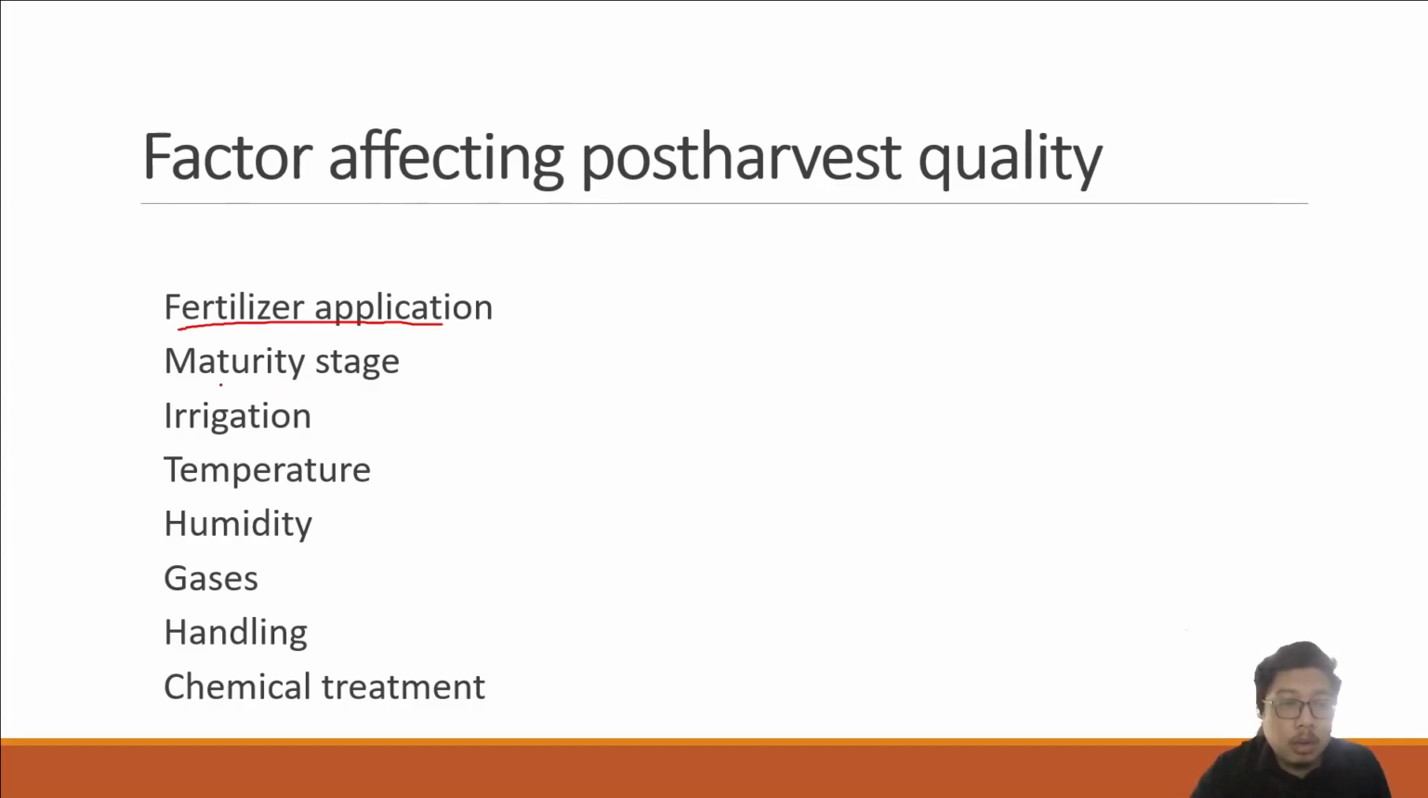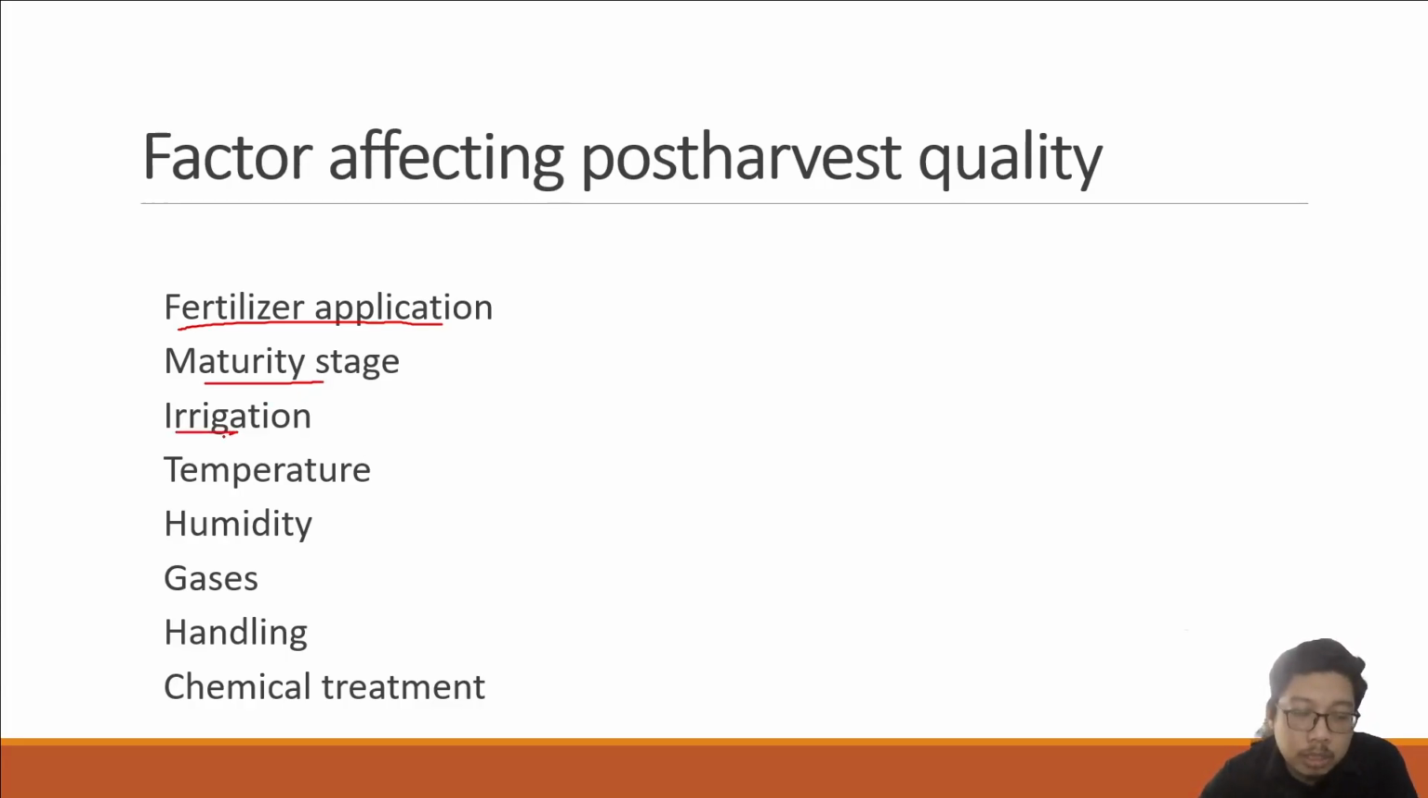How about the maturity stage? Maturity stage also plays an important role. A simple example: imagine you harvest an unripe green mango, compared to a yellow, ripe mango. Of course, the green mango has a longer storage life. So that's what is meant by maturity stage. You need to harvest early in order to have a longer storage life.